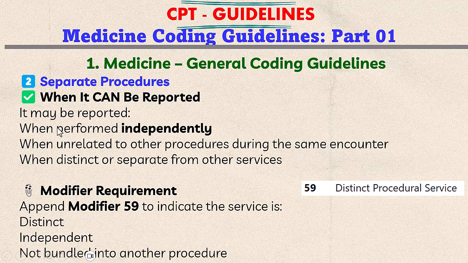It may be reported when performed independently, when unrelated to other procedures during the same encounter, when distinct or separate from other services. So the modifier requirement: append modifier 59 to indicate the service is distinct, independent, and not bundled into another procedure. Let's look at a couple of examples, then you will understand this easily.